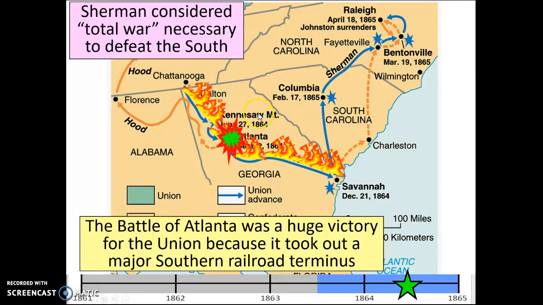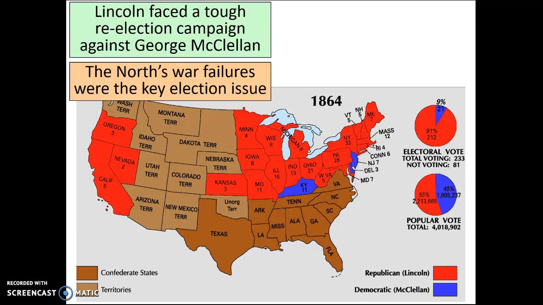Really significant, the Battle of Atlanta ends up becoming a huge victory for the Union as well, because that is a huge trade hub and a huge means for the South, because of the railroad terminus that is there to transport goods and men throughout the rest of the Confederacy. And because that's destroyed, it really hinders the South's ability to transport men and goods.